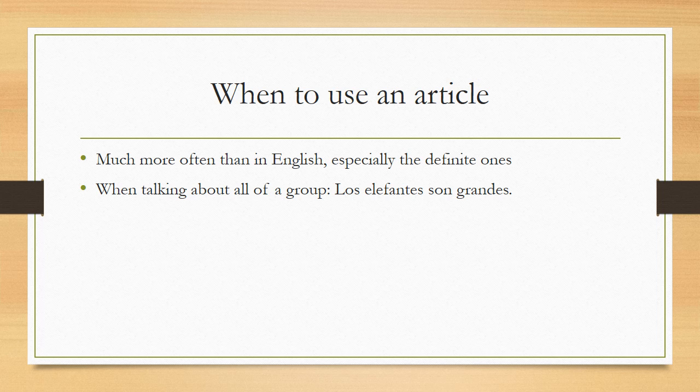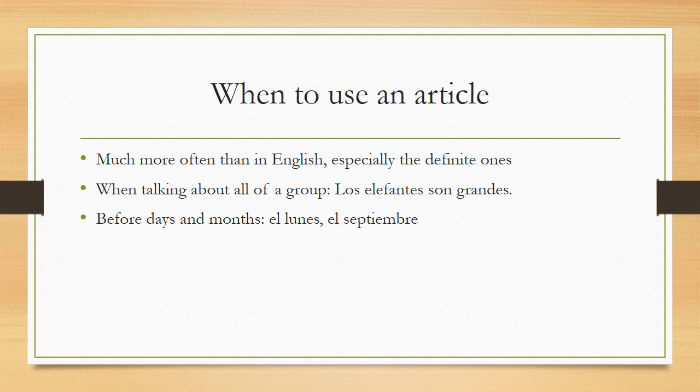So, when talking about all of a group. In English, we'd say elephants are big, right? I mean, there's no article at all there. We don't say the elephants are big. If we say the elephants are big, we're referring to the ones that we see, right? But in Spanish, if they want to say elephants are big, they say los elefantes son grandes. So the entire group of elephants, all the elephants in the world, are big. Los elefantes son grandes. So that's one time.